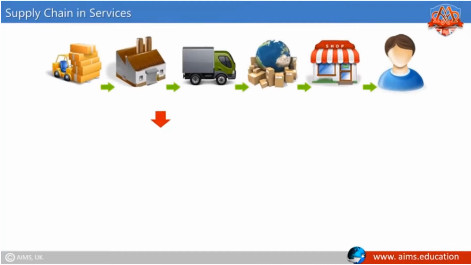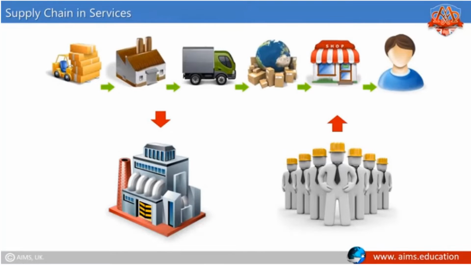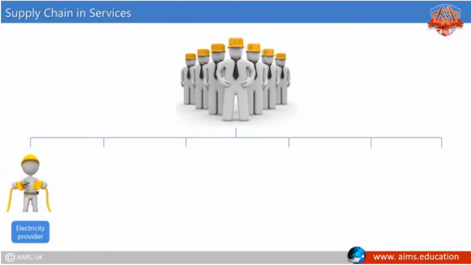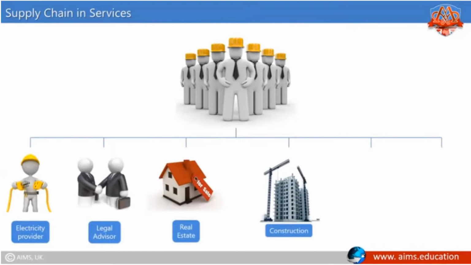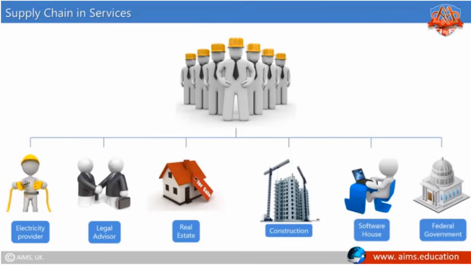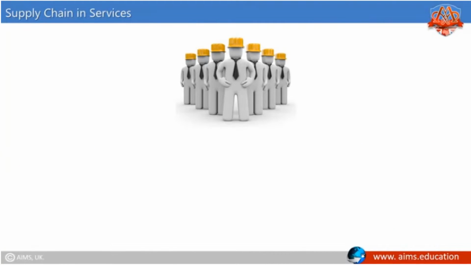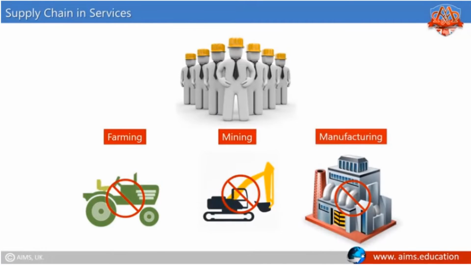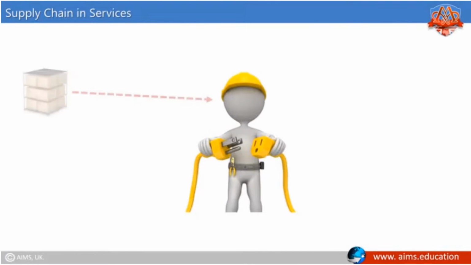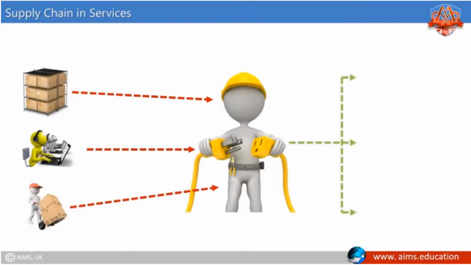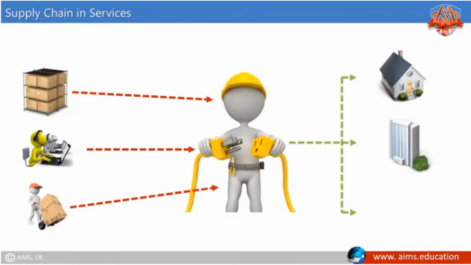Supply chain in services. Initially, the supply chain model was developed for manufacturing, but the service industry has supply chains too. A few examples of service industries are electricity provider, legal advisor, real estate, construction, software house, and even federal government. In its broadest sense, service industries include all organizations except farming, mining, and manufacturing. The exhibit below illustrates the supply chain of an electric utility. It receives products, services, and supplies, and dispenses its services to home customers, commercial customers, and to other utilities.